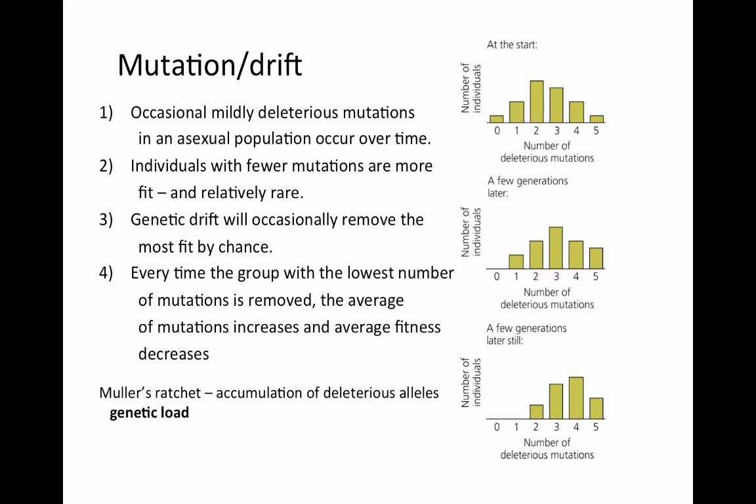A ratchet is a mechanism that moves along incrementally and can't ever go backwards, right? With each turn, it goes one notch further. And so that's kind of analogous to the situation of once the most fit genotype is gone, it can never be brought back again in an asexually reproducing population. And now you've turned the ratchet one step closer to this lower fitness in the population. And so we call this the accumulation of deleterious alleles in asexually reproducing populations. And this accumulation of deleterious alleles is also known as the genetic load.